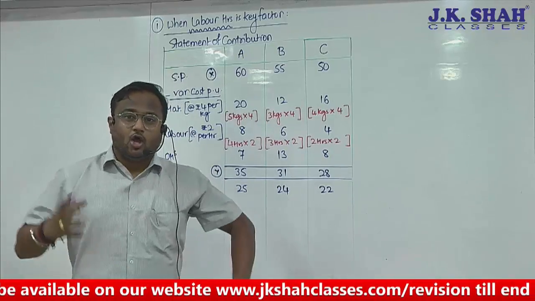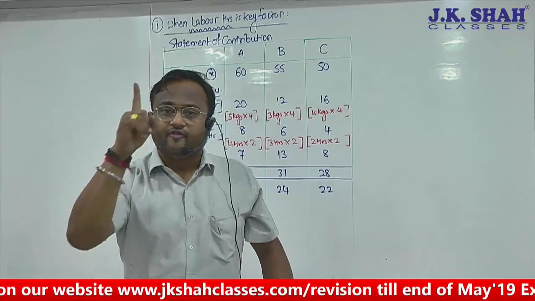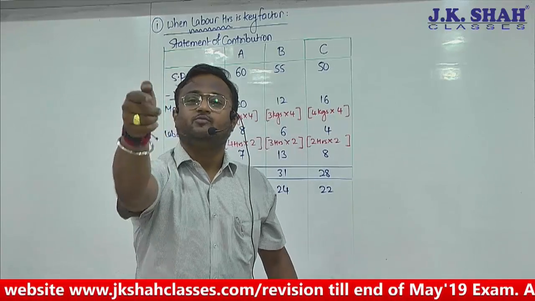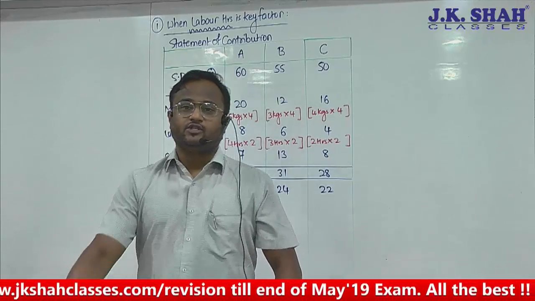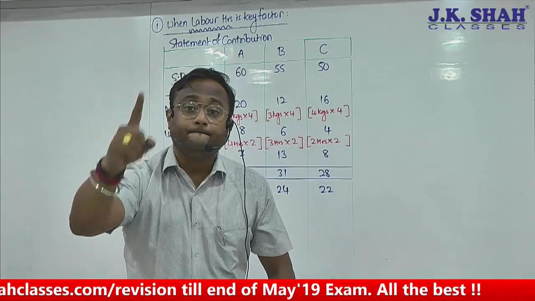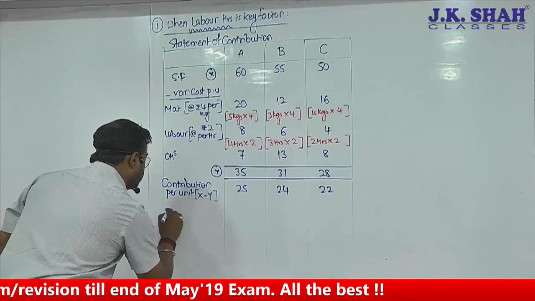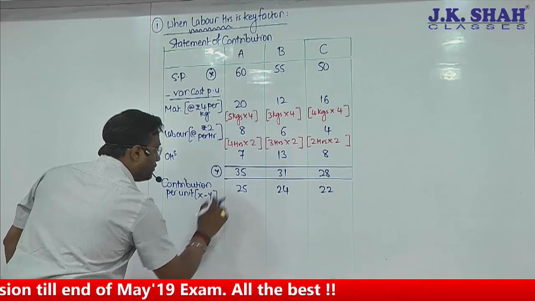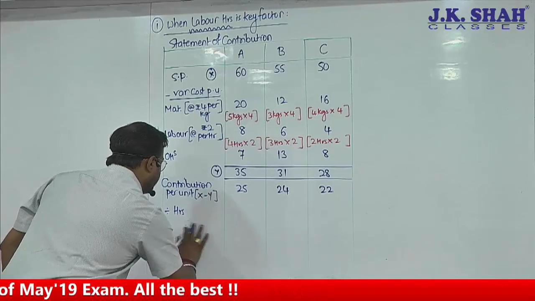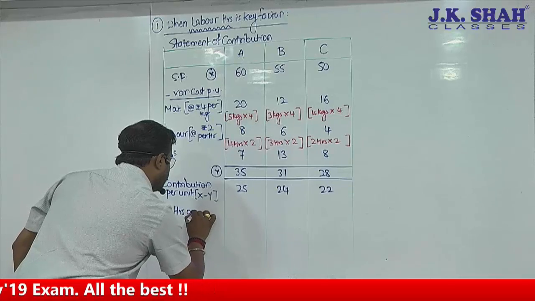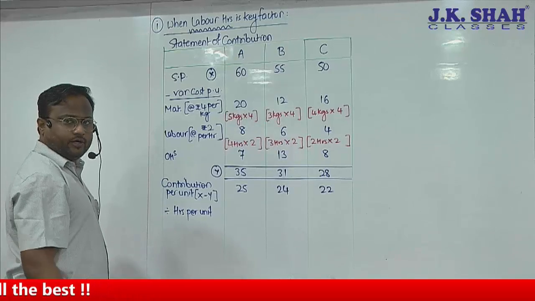So I'm not interested in per unit calculation. I'm not interested in contribution per unit. I want to know, if I work for 1 hour, which product is more profitable? I'm interested in knowing contribution per hour. And that is why I'm going to divide this by the number of hours. Tell me how many hours are required for producing 1 unit.